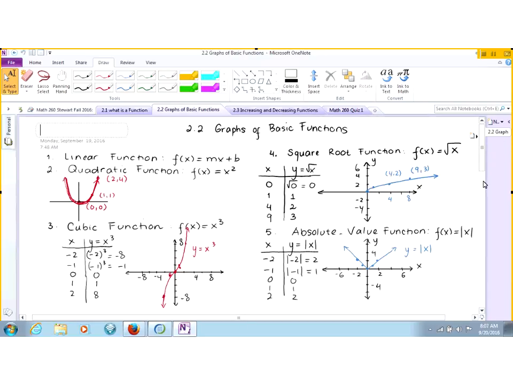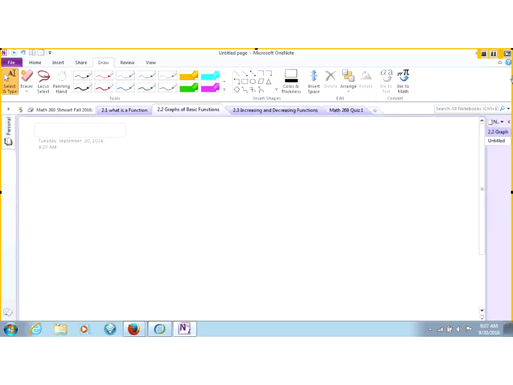Okay, good. Now I want to have a new page. So this is 2.4, Transformations of Functions.